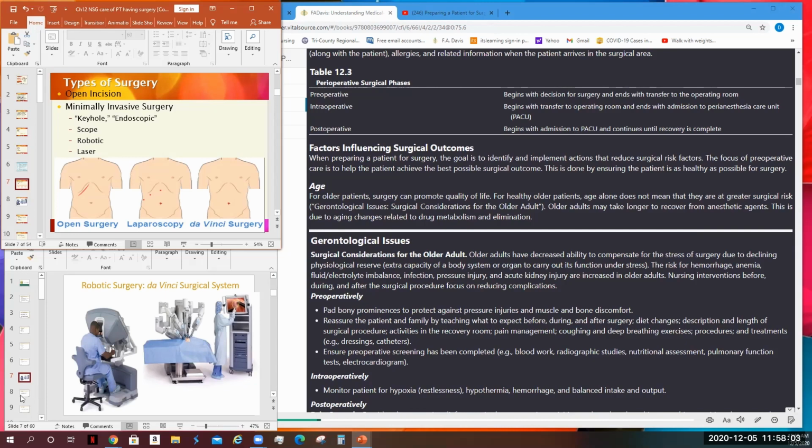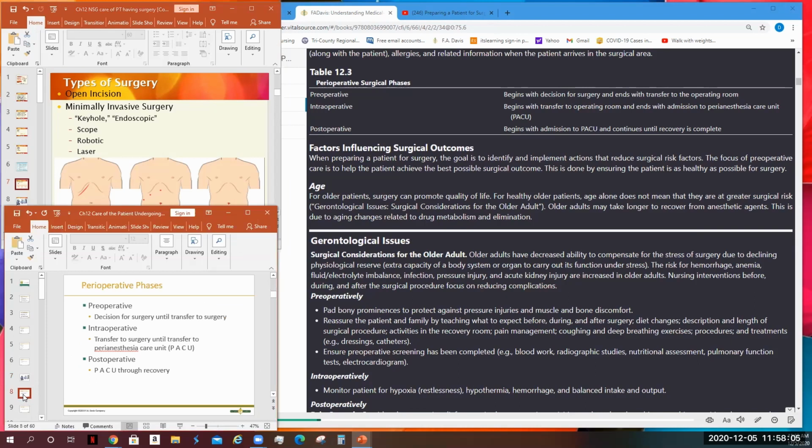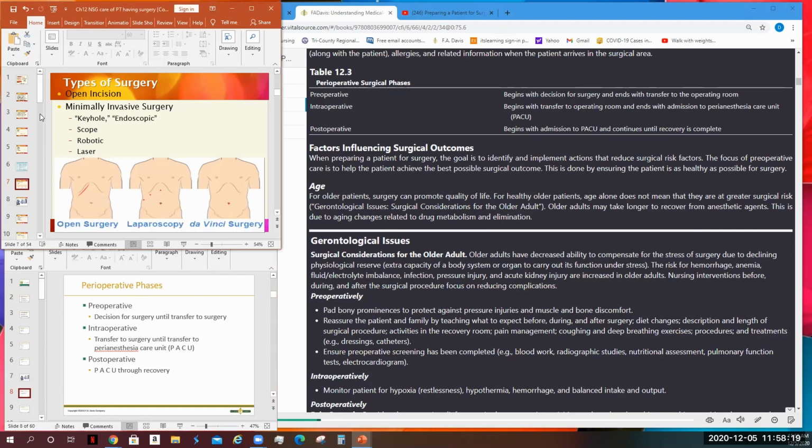Factors influencing surgical outcomes. When preparing a patient for surgery, the goal is to identify and implement actions that reduce surgical risk factors. The focus of the preoperative care is to help the patient achieve the best possible surgical outcome. And this is done by ensuring the patient is as healthy as possible for surgery.